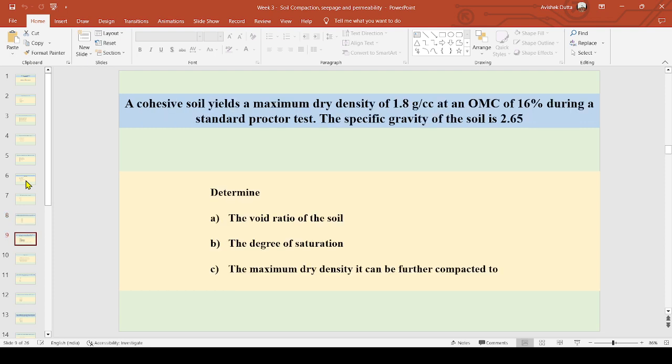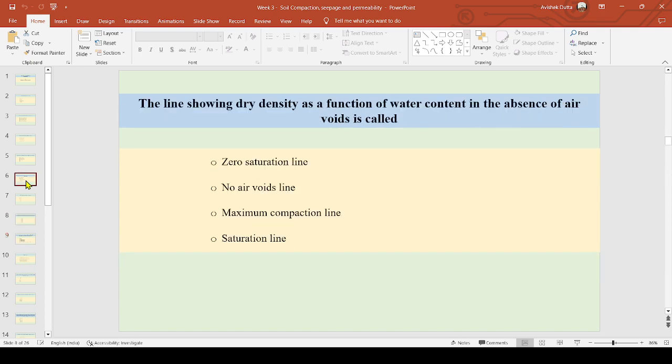The last question was, a cohesive soil has a maximum dry density of 1.8 gram per cc at OMC, optimum moisture content of 16% during a standard Proctor test. The specific gravity of the soil is 2.65. So dry density is given, maximum dry density is given at OMC of 16%, and G is equal to 2.65. To find out the void ratio of the soil, the degree of saturation, and the maximum dry density it can be further compacted to. Alright, so these are the questions.